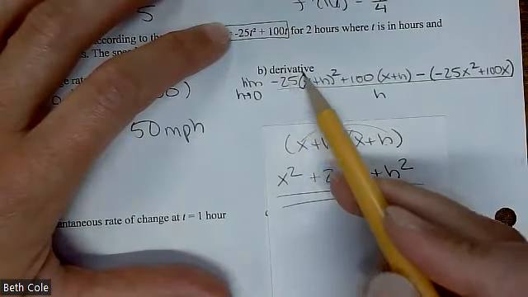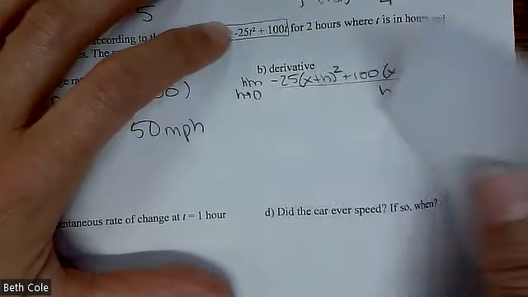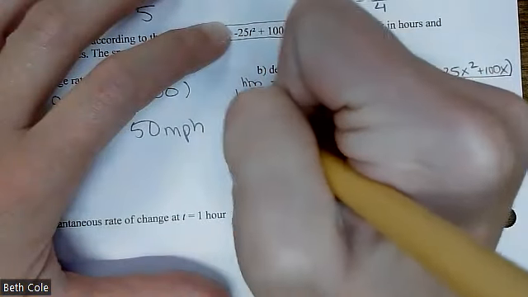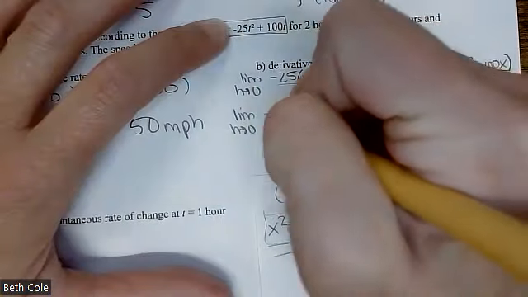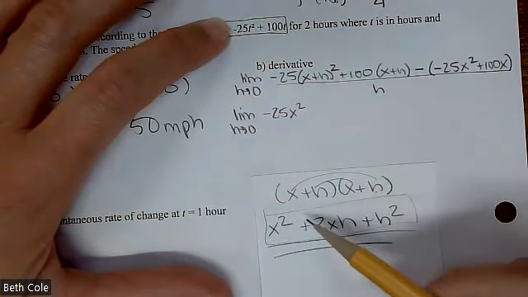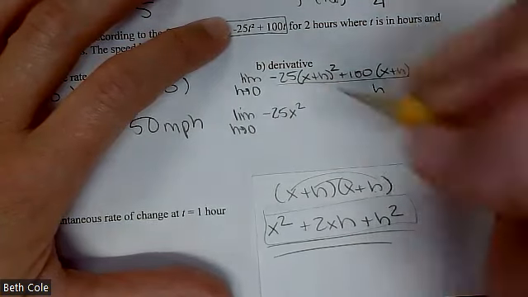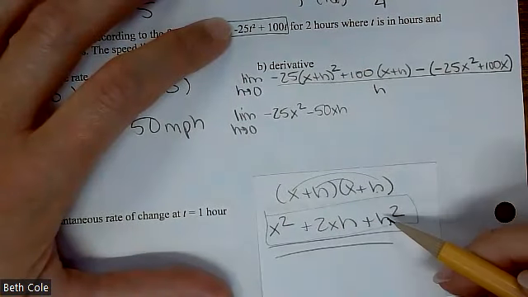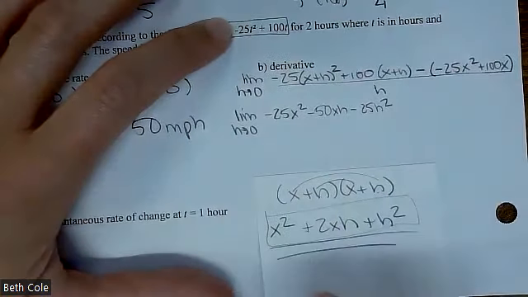Now you would need to distribute a 25 through that. Okay, so here's what you're going to have. You can distribute a negative 25. Limit as h goes to 0. And I'm going to distribute a negative 25. So negative 25x squared. And then what? Good. Minus 50xh. Good. Minus 25h squared. There, we got through the difficult part.